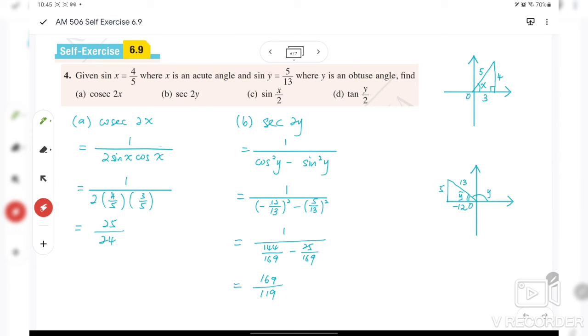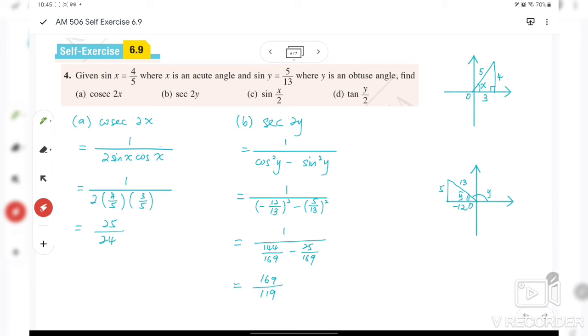Alright, so now we need to find the value of cosecant 2x. First, we change cosecant 2x into 1 over sine 2x, with the expansion of 2 sine x cosine x. Then we find the value of sine x from this triangle, which is 4 over 5, and cosine x is 3 over 5. Therefore, we have 1 over 2 times 4 over 5 times 3 over 5. Simplifying the whole fraction, we get 25 over 24.